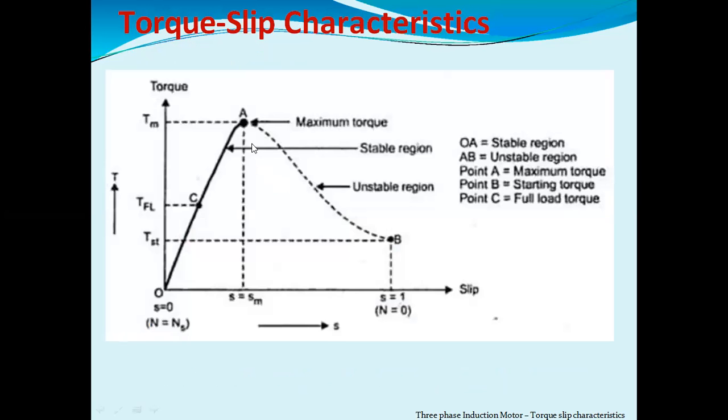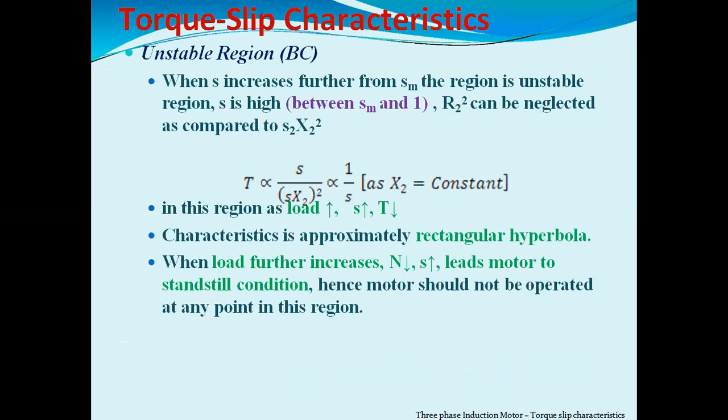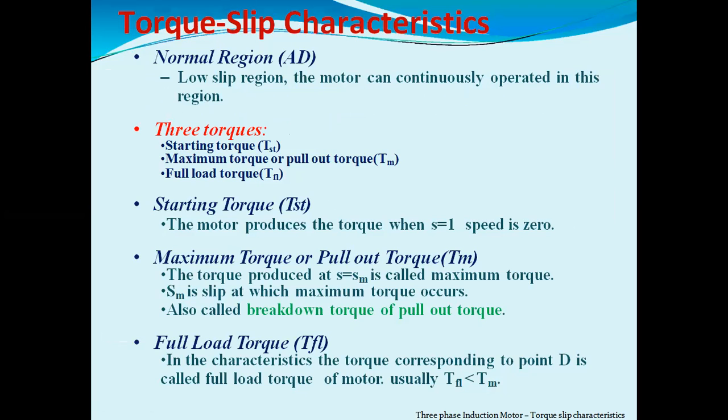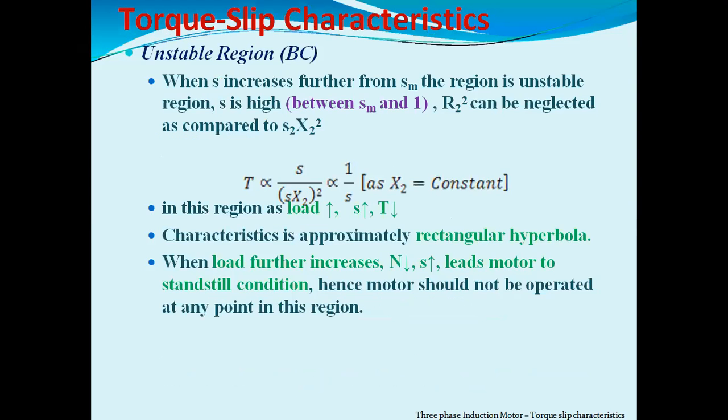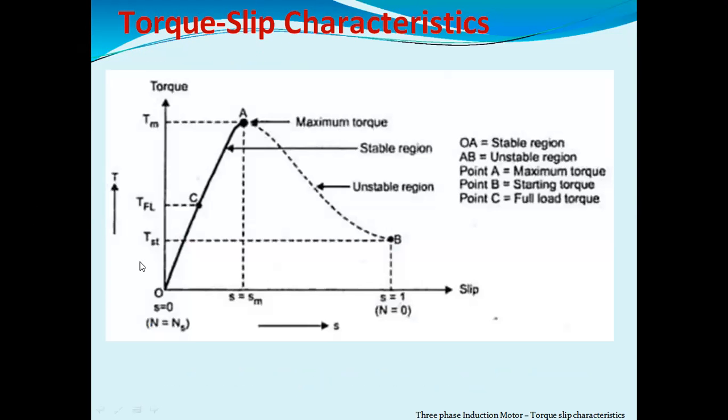A to D is the normal region. Here, at low slip, the motor can operate continuously in that region. At that time, the motor is rotating in the normal region. So here we have the values of torque: the starting torque, the maximum torque, and the full load torque.